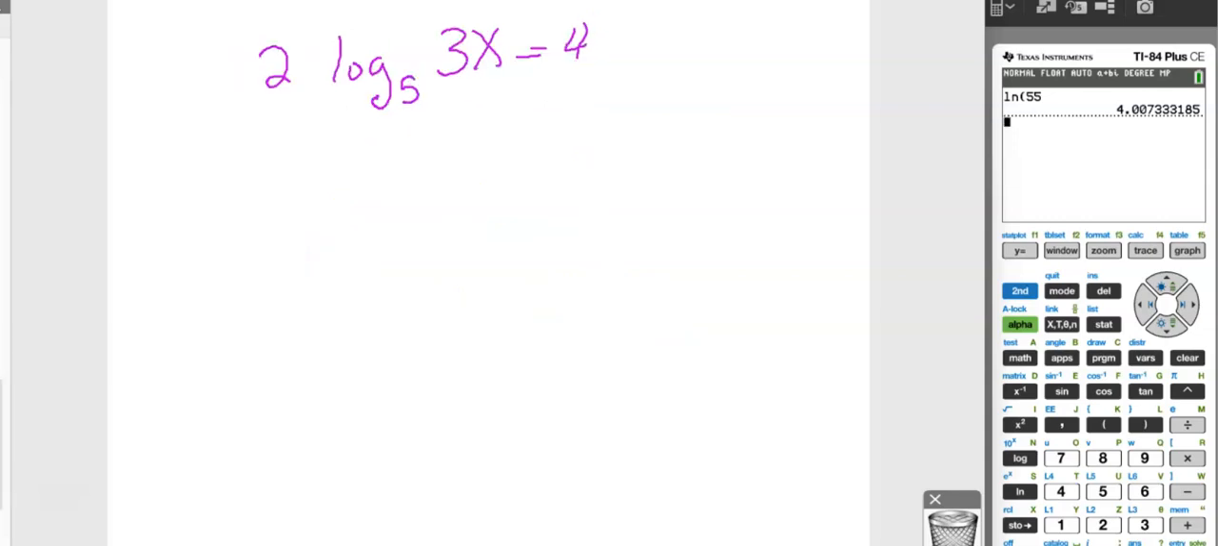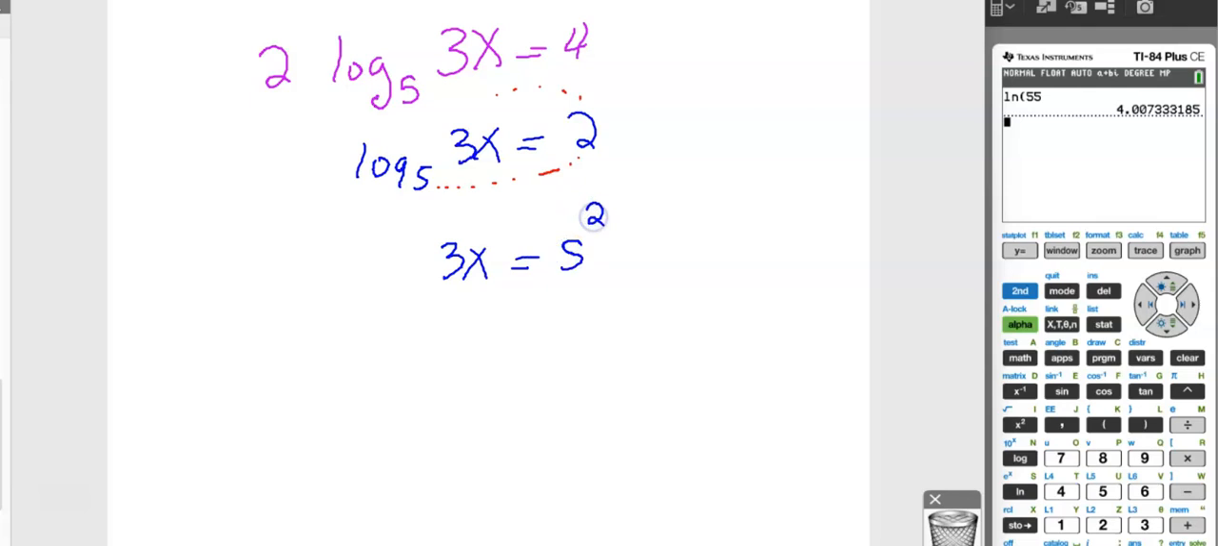All right, so look at this one, very similar. Divide both sides by 2 first. And again, multiple ways to do this, but what I would do on this one is do that inverse, or the counterclockwise motion. So this literally is 3x equals 5 squared, or 3x equals 25, which means x equals 20. Pretty simple problem, as long as you know the properties.